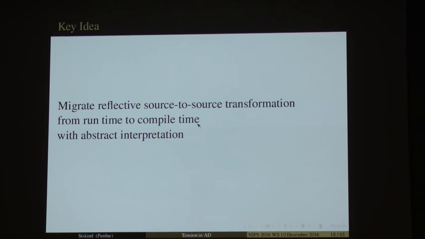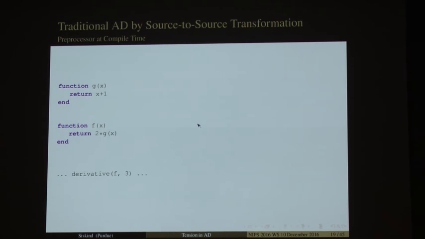So the question is, how can we have our cake and eat it too? How can we get a system that's both convenient, has the power of something like AutoGrad, is expressive like AutoGrad, has the nice feature that it is a one API system, where all you have to know is one function, and achieve the performance of something like XLA? What I contend, and this is the research that Brock and I have been doing for 15 years, is that we want to migrate source-to-source transformation from runtime to compile time, with abstract interpretation or partial evaluation. And let me show you how that works.